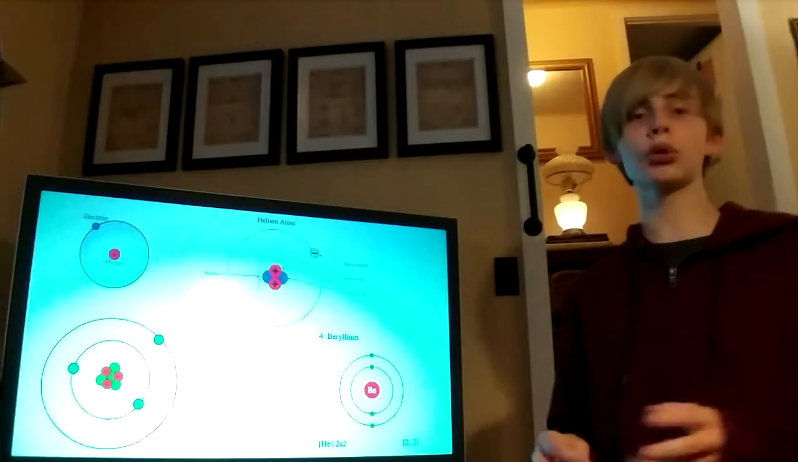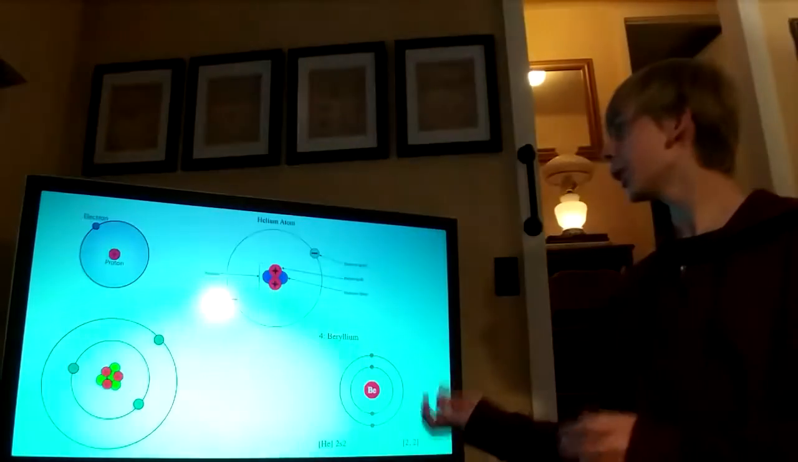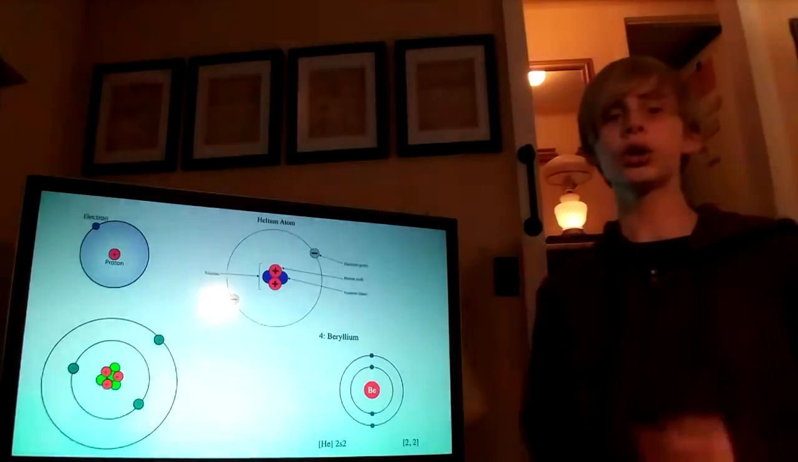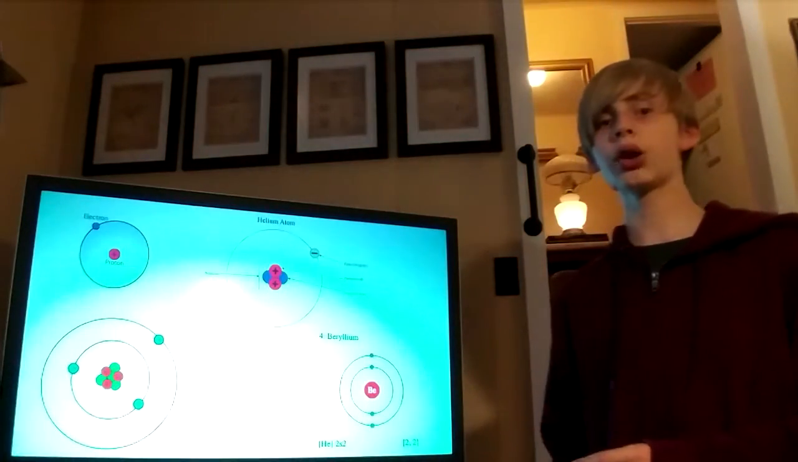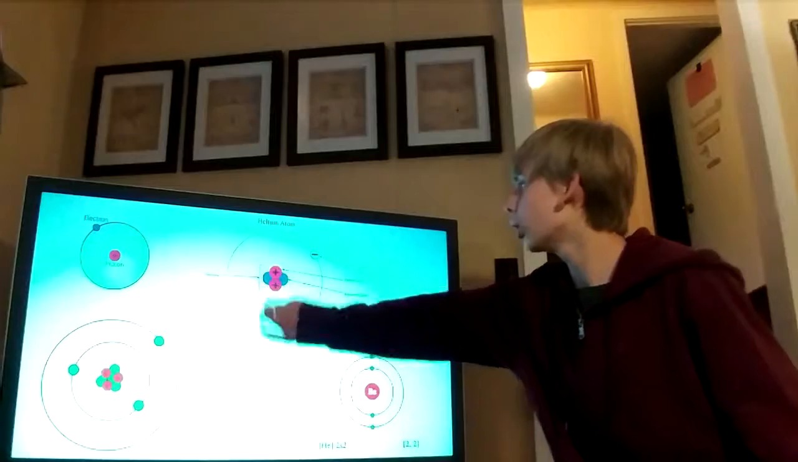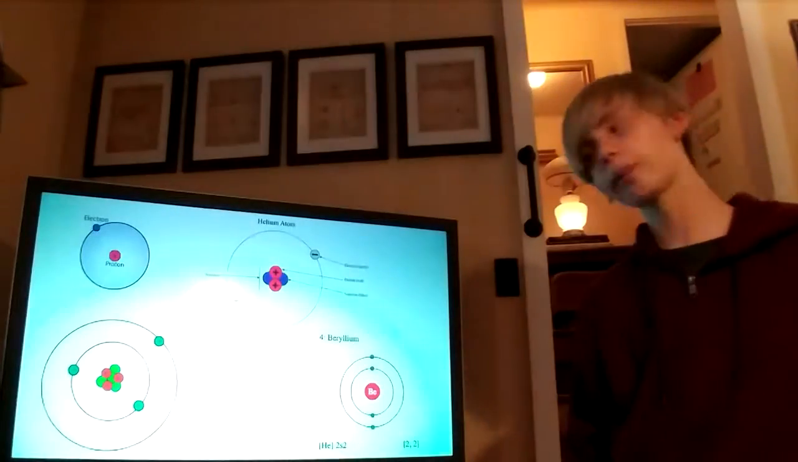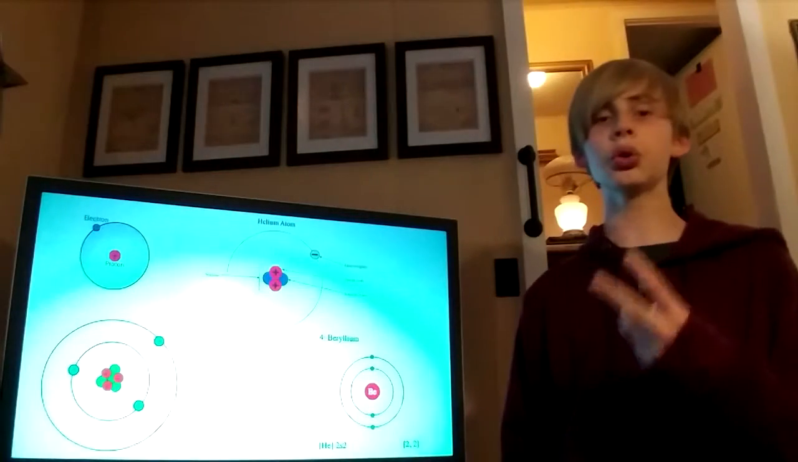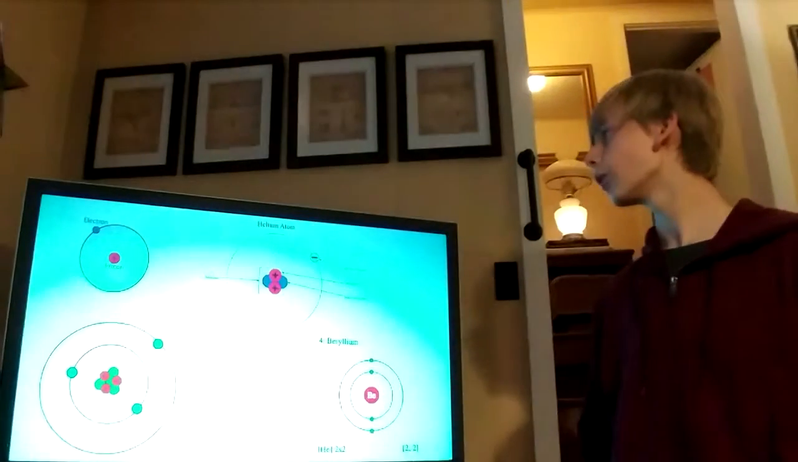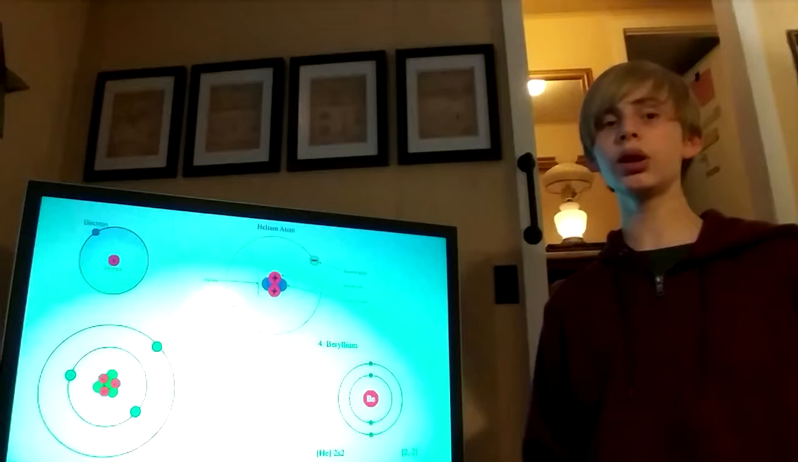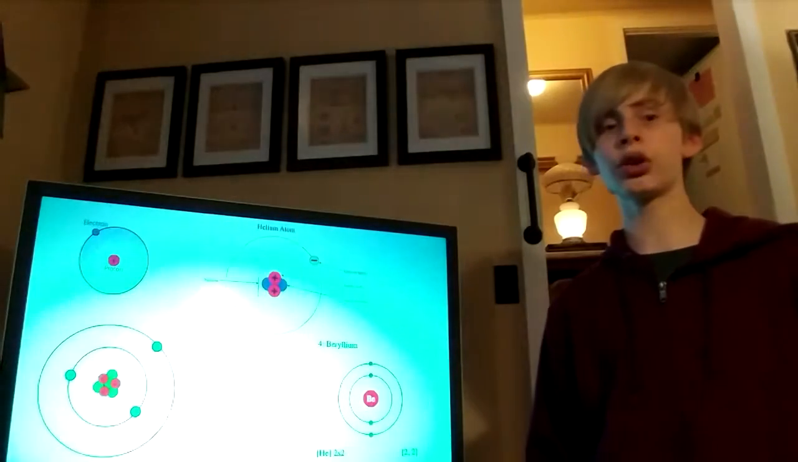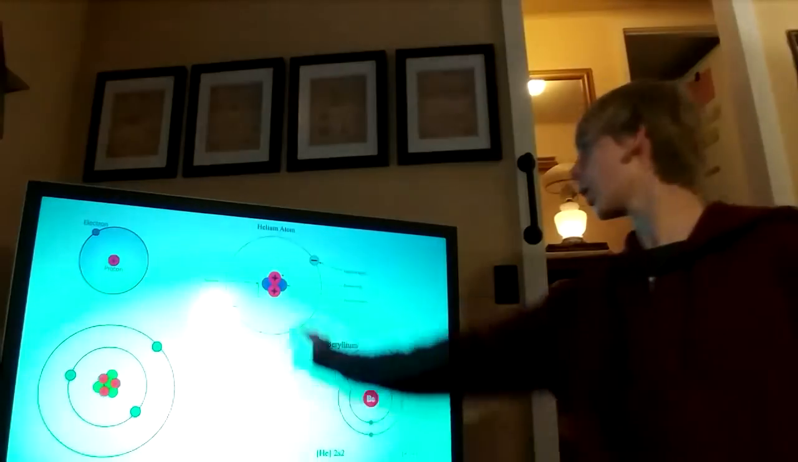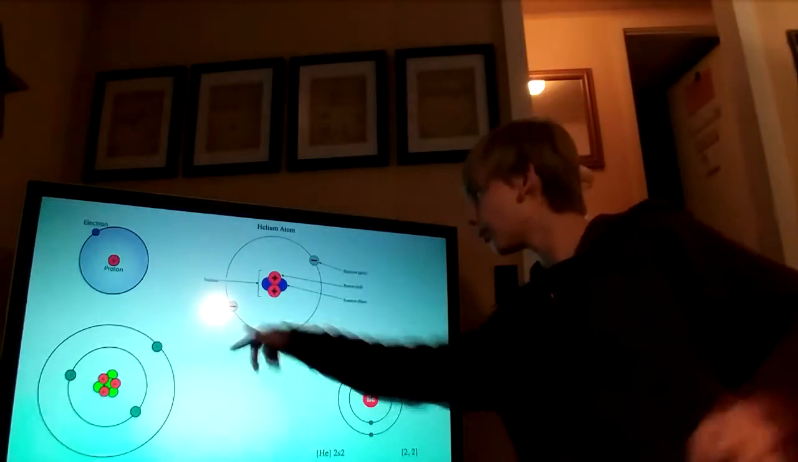If we add a proton to that, we have helium. Helium has two protons in the nucleus, yet also two neutrons in the nucleus, which is its most stable isotope. And it has two electrons in its first shell. So it is completely inert. It doesn't interact with other elements that much because it's completely full.